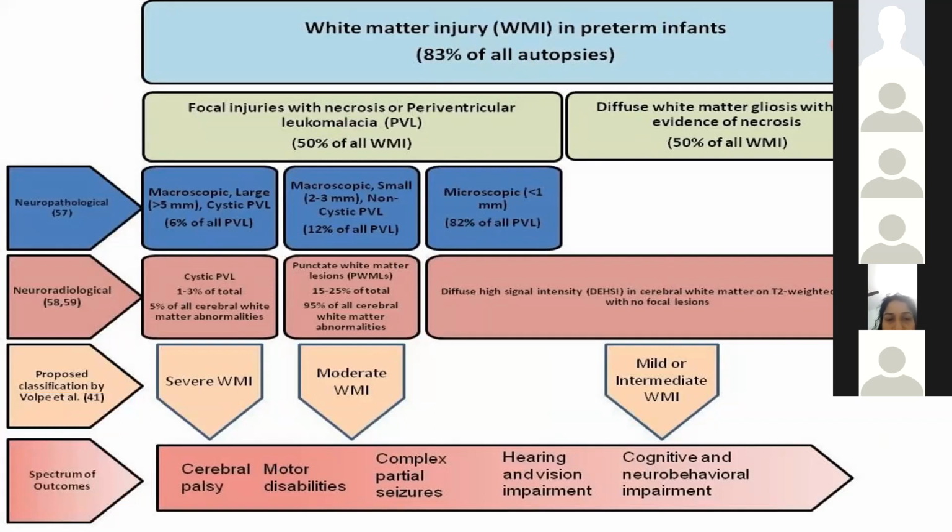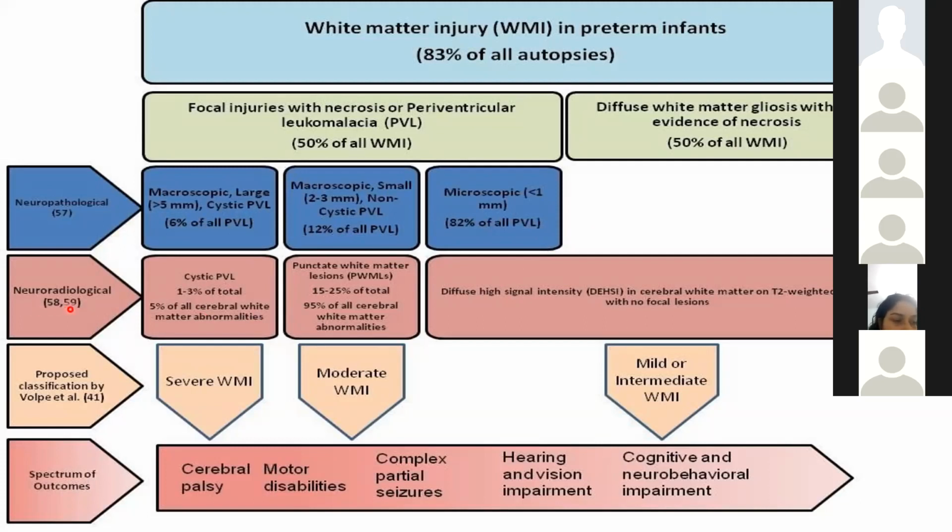Now, this was based on preterm infants having brain injury, which was studied on autopsy. So, if you consider, just hypothetically, there were 100 preterm infants who had brain injury. If you look at the neuropathology, 6% of them had cystic PVL. About 10% had non-cystic PVL. The rest, all of them had diffuse white matter injury.